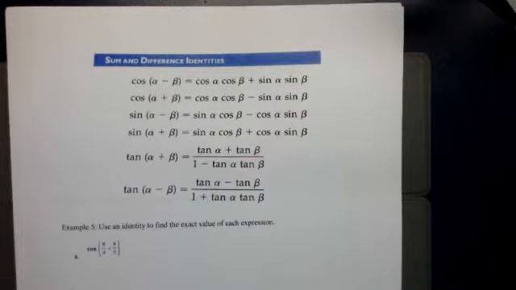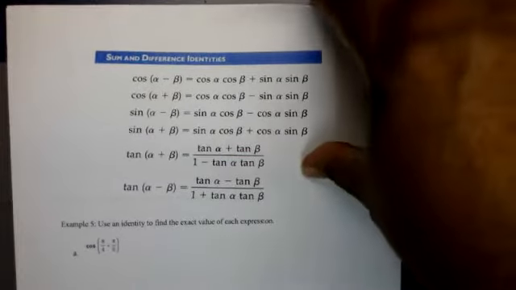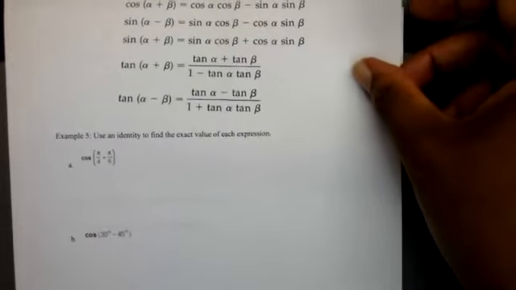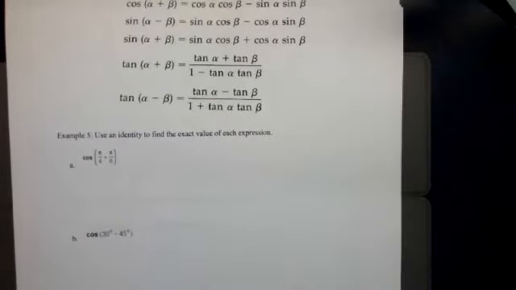All right, like in part A, here we're going to use an identity to find the exact value of each expression. So here we're looking for the exact value. We're not looking for an approximate value. Like cosine of pi over 4 plus pi over 6.